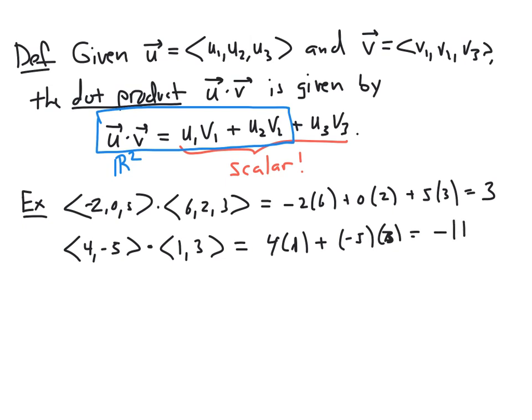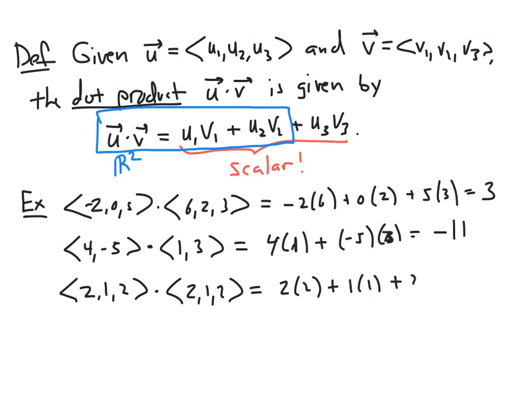Okay. And I want to do one more just to point out one other thing. Let's take a vector and dot product it with itself. So let's take the dot product of (2, 1, 2) and (2, 1, 2). Right? And so when we do this, we get 2 times 2 plus 1 times 1 plus 2 times 2, which is 9.